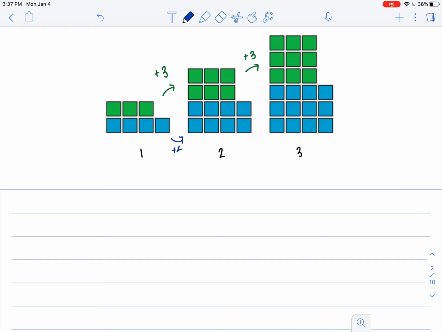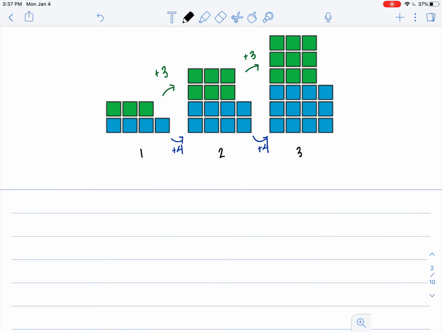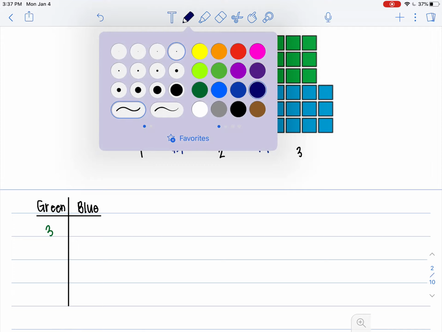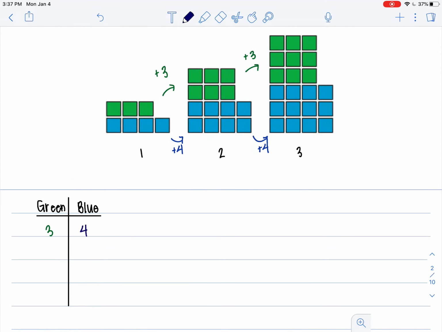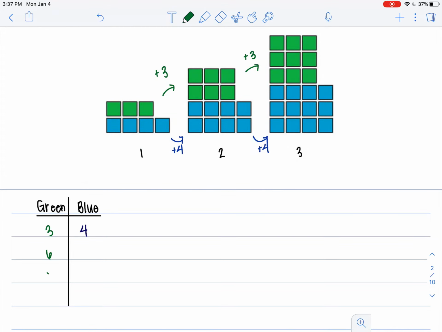Now, we could organize this pattern into what's called a ratio table, and I think it'll look somewhat familiar to you. If I create one column for green and one column for blue, I can describe the relationship between the green and blue boxes. So I know that for 3 green boxes, there are 4 blue boxes. And I can do the same thing for 6 green boxes and 9 green boxes, which I'll fill in my table here.